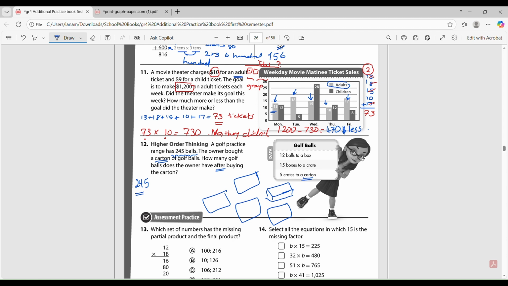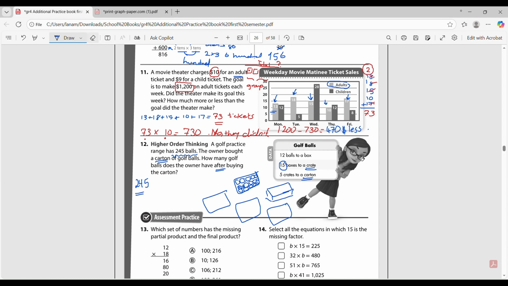Now, 5 crates. In each crate, we have 15 boxes. Okay, so inside each crate, I have 15 boxes of balls. Now in each box we have 12 balls. So 1, 2, 3, 4, 5, 6, 7, 8, 9, 10, 11, 12. Imagine that we have 12 balls. So we need to know the number of the balls inside the carton.